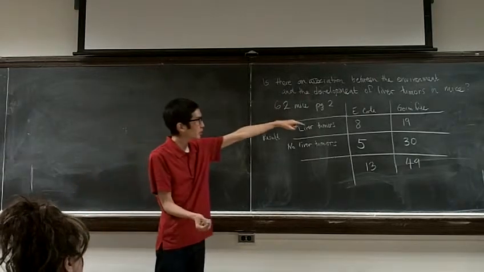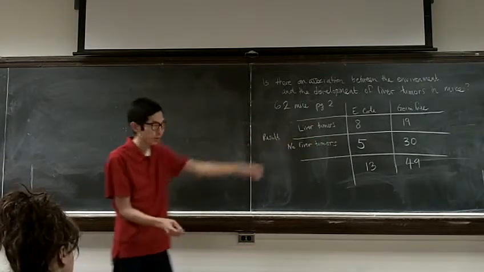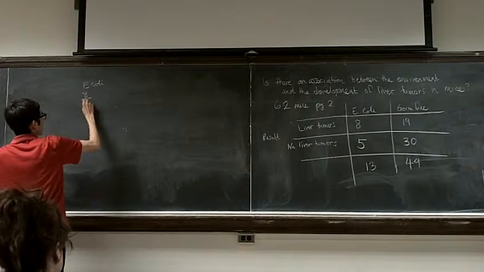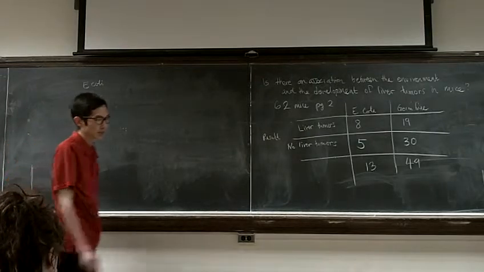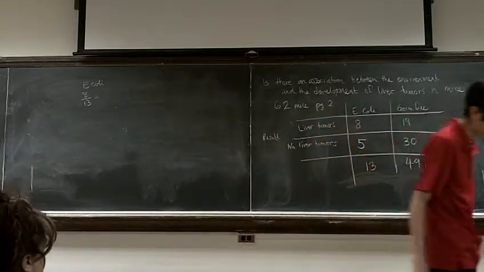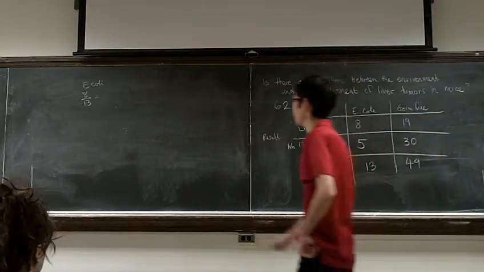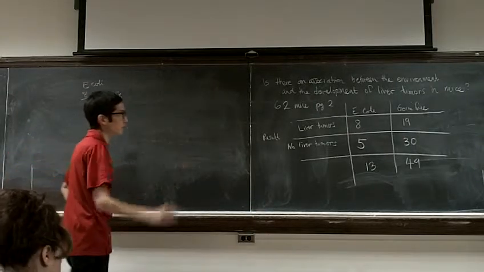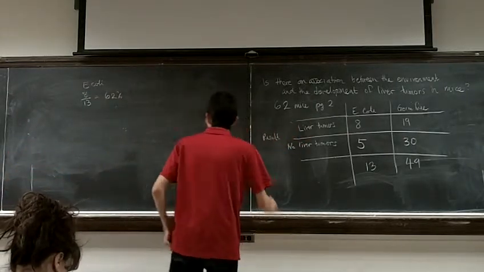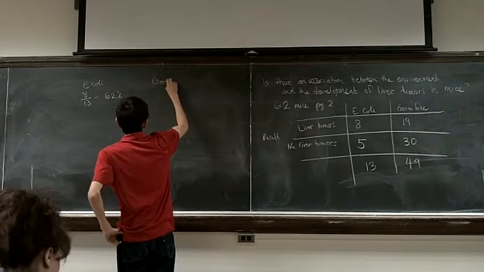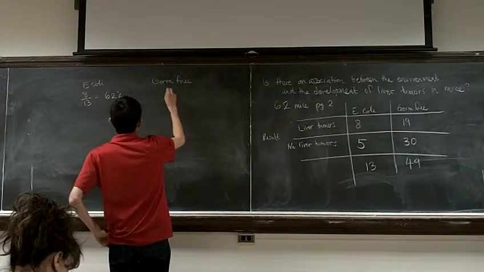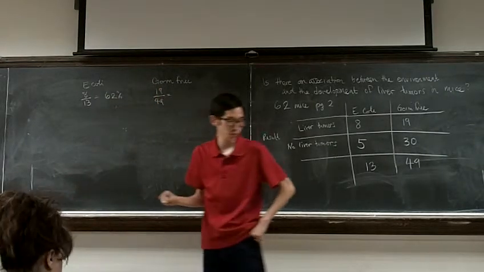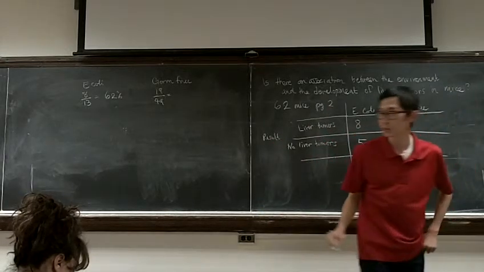Alright, so for those in the E. coli environment, 8 out of 13 developed liver tumors, right? So for E. coli, 8 out of 13 developed liver tumors. So what is that? That's like 60 something percent. 62%. Okay, 62% developed liver tumors. Alright, those in the germ-free environment, 19 out of 49 developed liver tumors, and so that is what? 39%.